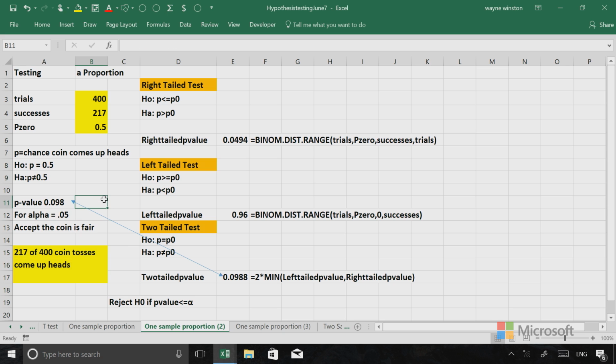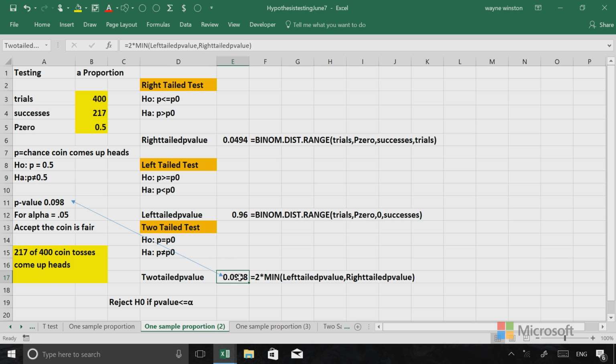Okay, we want to know if a coin is fair. We tossed that coin 400 times and 217 times out of 400 it came up heads. That's about 54% of the time. Now the null hypothesis involves the chance that the coin comes up heads. That chance would be 0.5 in the null hypothesis. The alternative, the coin not being fair, simply means that the probability of the coin coming up heads is not 0.5. Okay, so that's a two-tail test.